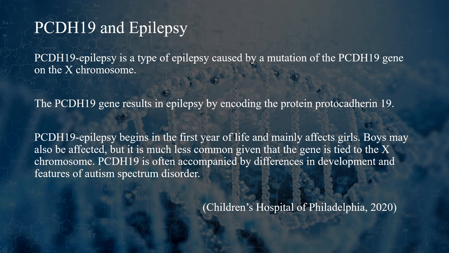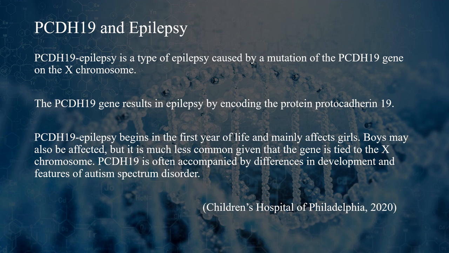PCDH19 epilepsy is a type of epilepsy caused by a mutation of the PCDH19 gene on the X chromosome. The PCDH19 gene results in epilepsy by encoding the protein protocadherin 19. PCDH19 epilepsy begins in the first year of life and mainly affects girls. Boys may also be affected, but it is much less common given that the gene is tied to the X chromosome.